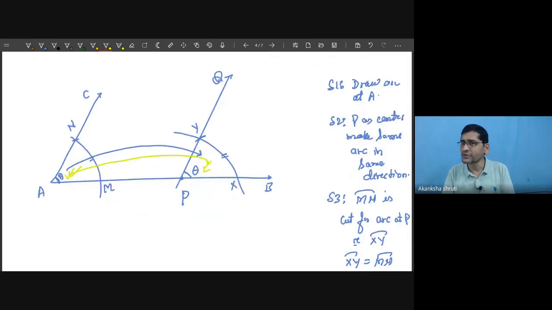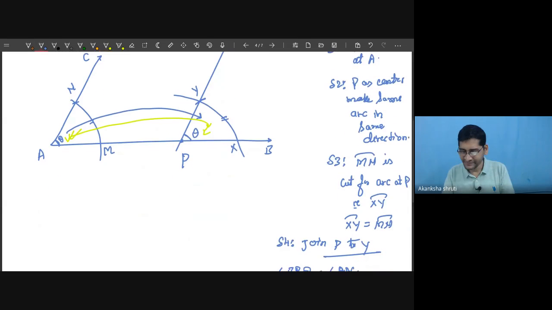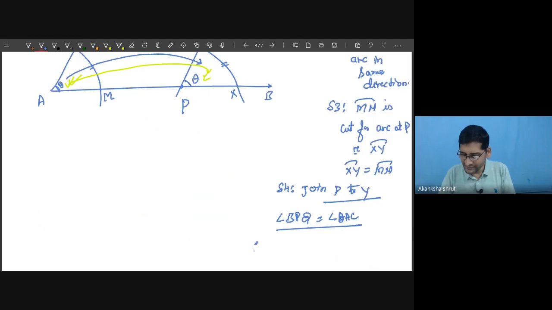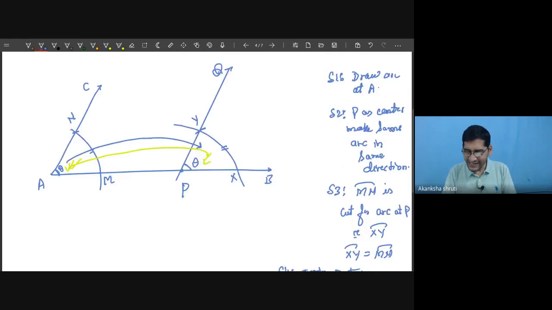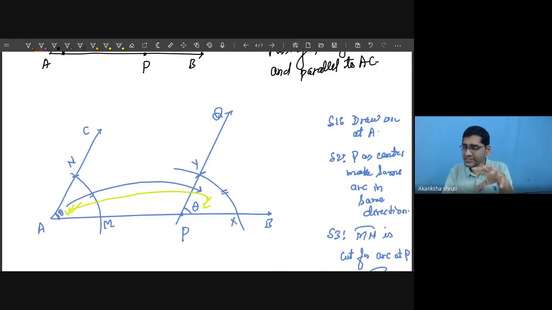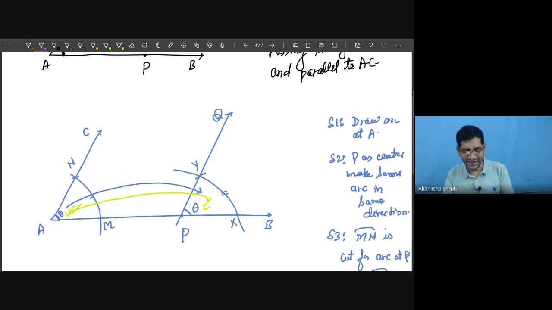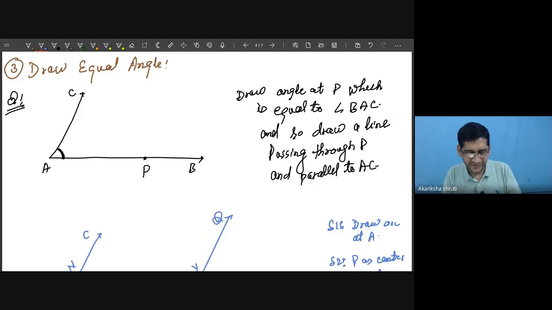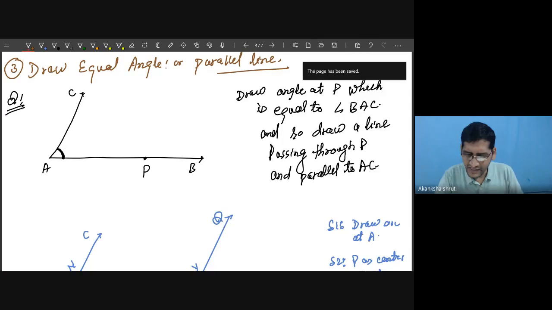So this is the method of drawing a parallel line. So write that way. Therefore, this PQ that we have drawn is parallel to AC. So this way the parallel line can be drawn. So this is a method of drawing even a parallel line also. So drawing an equal angle or a parallel line means the same thing. It is this one. Now let us go for the next kind.